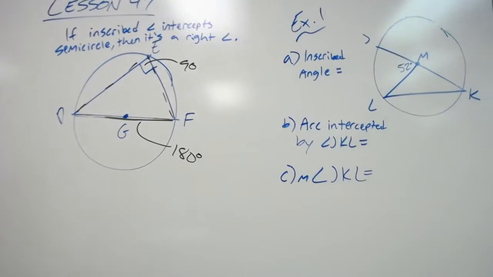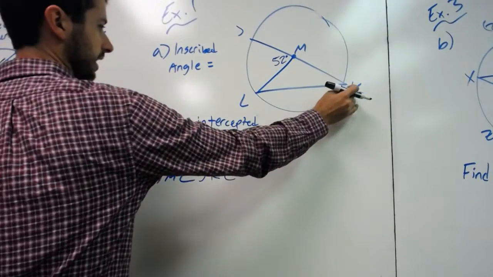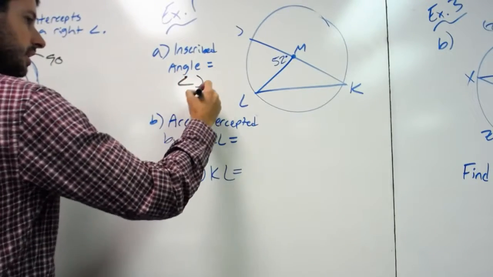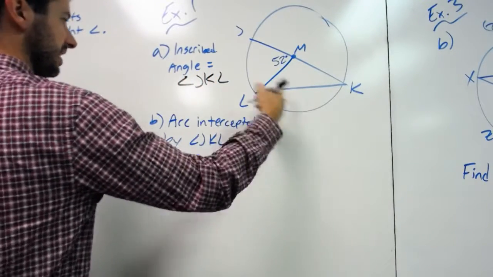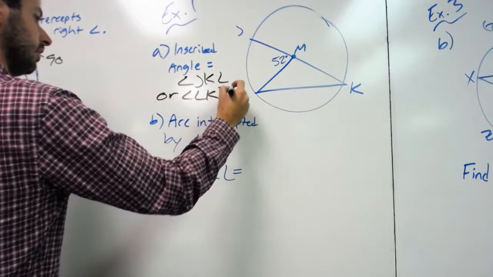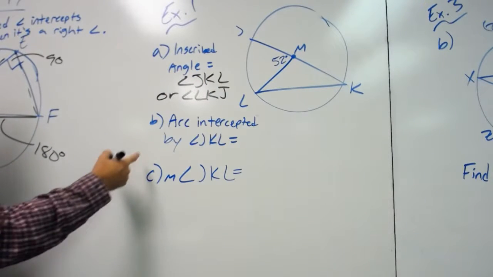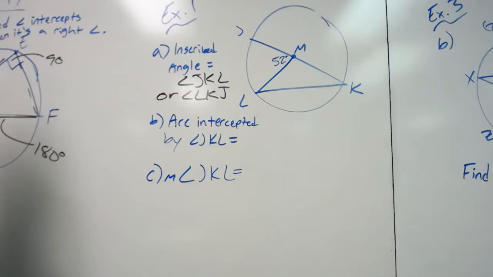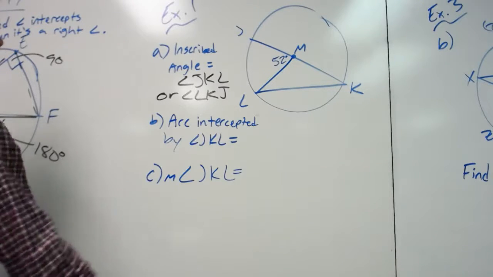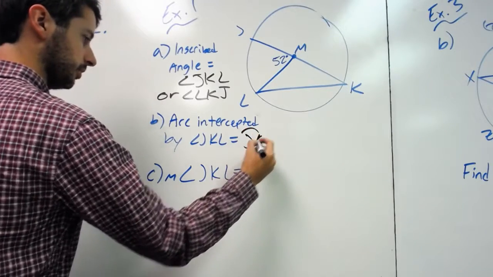Now let's look at an example problem. Example 1a first wants us to identify the inscribed angle. Make sure you don't just label it as K, label it as JKL or LKJ. Either would work. That is the inscribed angle labeled. Now it wants to know the arc intercepted by angle JKL. Its intercepted arc would be arc JL, and you put the little arc sign above it.